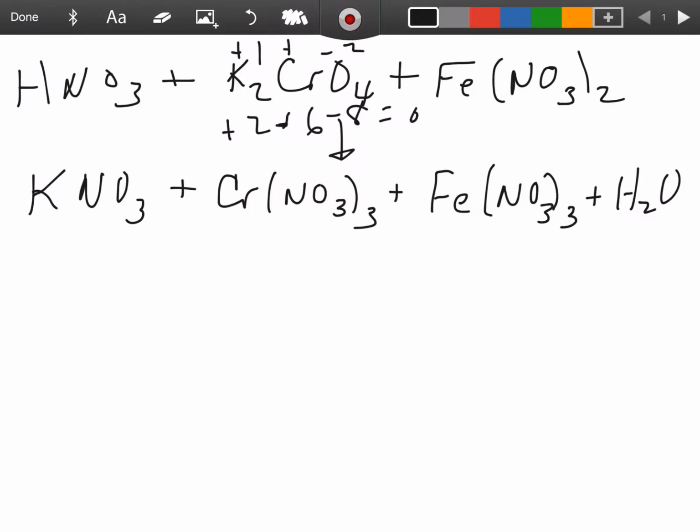All right. The iron on the reactant side, each nitrate is a -1 for a grand total of -2. So the iron here must be a +2 because there's no charge on that compound. On the product side, we have chromium nitrate 3. Because there are 3 nitrates with that chromium, it must be a +3, and the iron is with 3 nitrates, and so that too must be a +3.